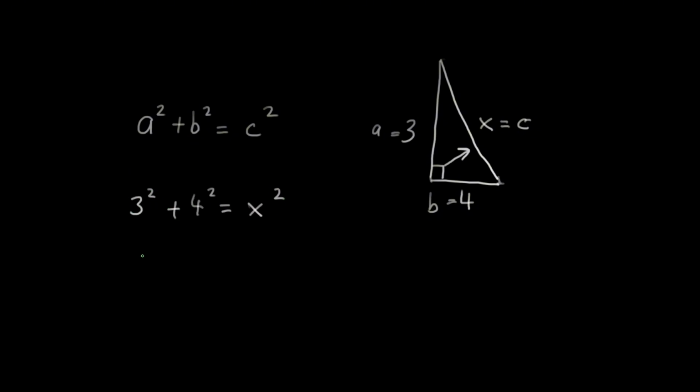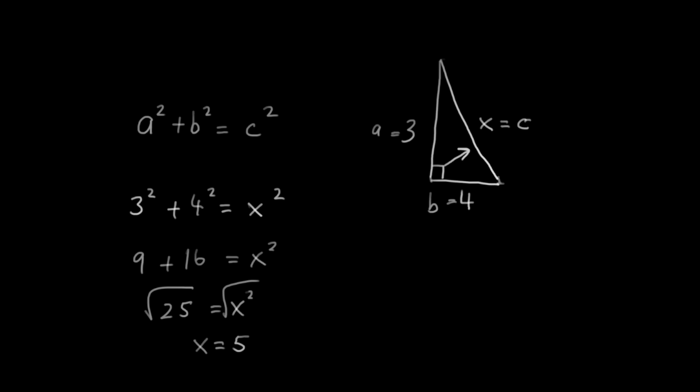3 squared is 9, 4 squared is 16, x squared can't be changed at all, 9 plus 16 is 25. To get rid of a squared term, we can take the square root of both sides, and we get x is equal to 5.